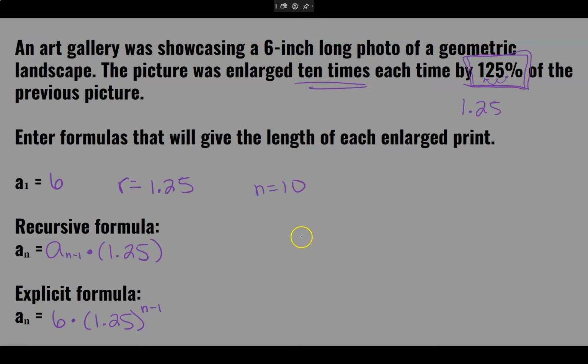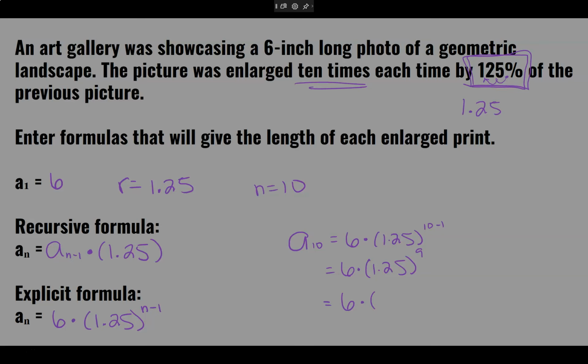Okay, let's do it. Why not? Let's see how wide our picture is after being enlarged. So we are going to have a sub 10 equals 6 times 1.25 raised to the 10 minus 1, so 6 times 1.25 to the 9th power. What is 1.25 to the 9th power? Big number. Or big fraction.